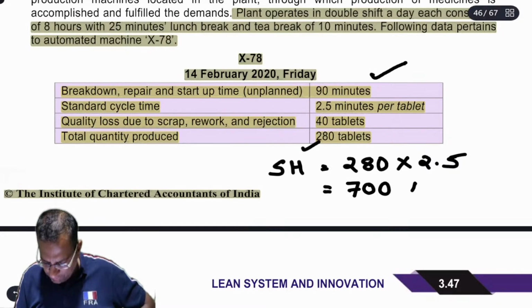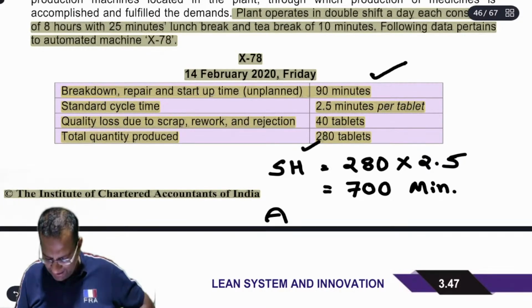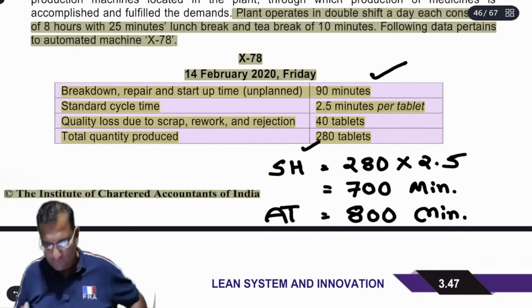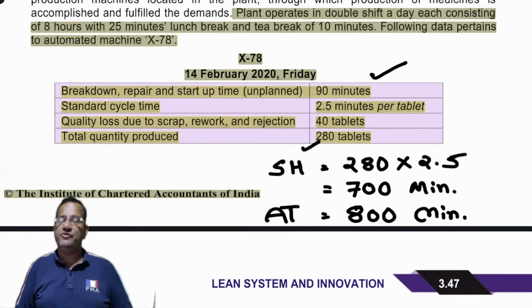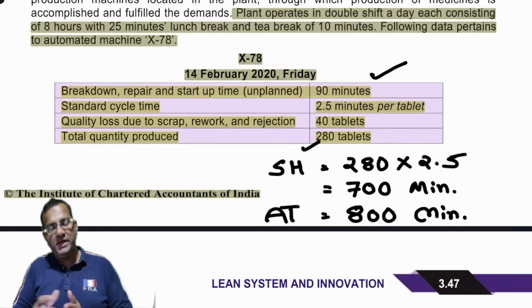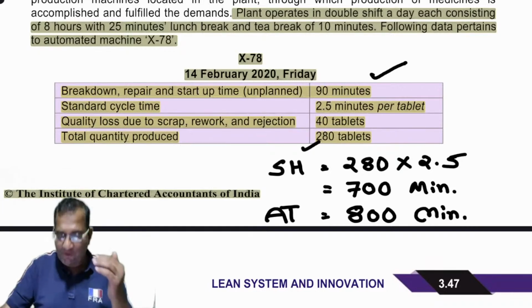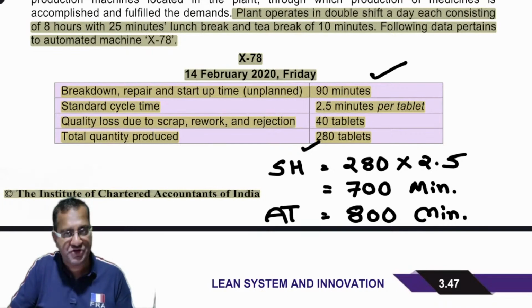700 minutes. Okay. So 700 minutes are the standard hours, while the actual time taken, we have just calculated, is 800 minutes. So definitely the performance is low as compared to the standard. The output should be completed in 700 minutes, while the same output has been completed in 800 minutes. So 700 divided by 800 will give you the performance ratio.